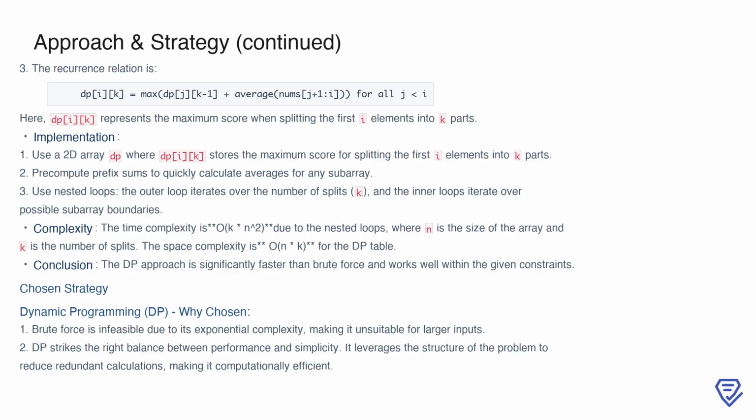To efficiently calculate averages, we pre-compute prefix sums, enabling quick access to the sum of any subarray. The implementation involves setting up a 2D dp table where dp[i][k] stores the maximum score, and we use nested loops to iterate over the number of splits and the possible subarray boundaries. While the time complexity of this approach is k*n^2 due to the nested iterations, and the space complexity is n*k for the dp table, it is significantly more efficient than brute force and works well within the problem's constraints. This makes it a practical solution for n up to 100 and k up to n.